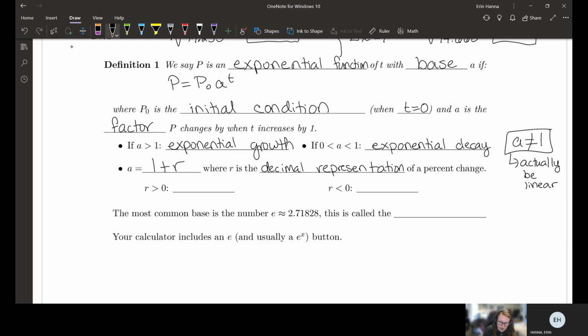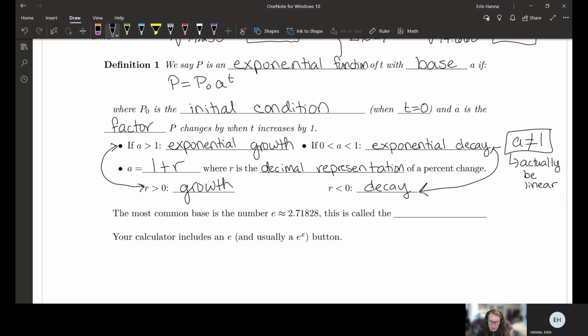Now, when r is greater than 0, we're going to have exponential growth, which I'm just going to write as growth. So note that these two situations, a greater than 1 and r greater than 0, mean the same thing. And then if r is less than 0, we're going to have decay. So again, these two situations, r less than 0 and a between 0 and 1, both represent decay.